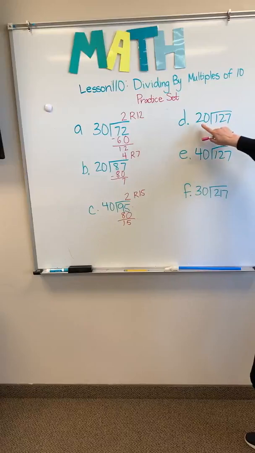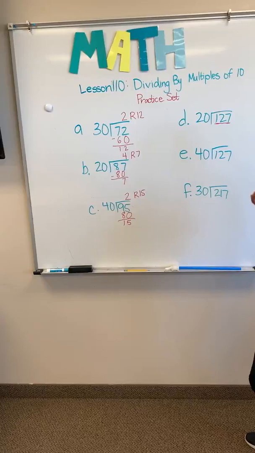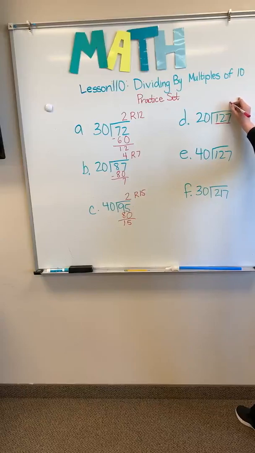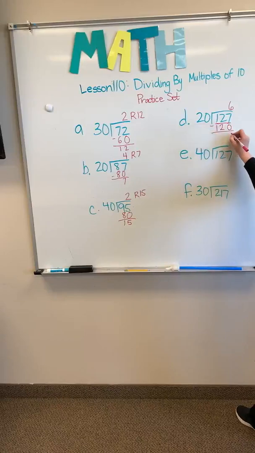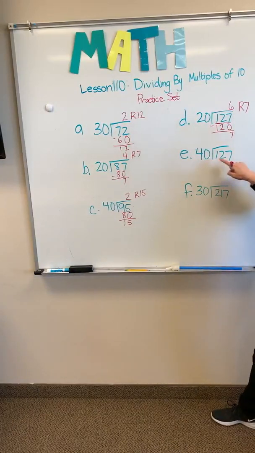127 divided by 20. I know that 20 is definitely not going to go into 12. It's just way too small. I can't divide it. But I can go and look at this whole number. So I have to go through my math facts. I know that 20 times 5 is 100. I also can find out that 20 times 6 is 120. So that's really close. So I do my multiplication. We have 120. We subtract. Our remainder is 7.